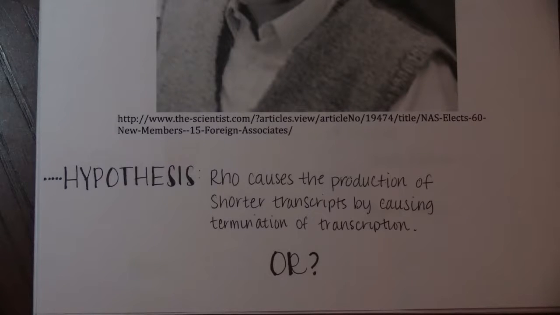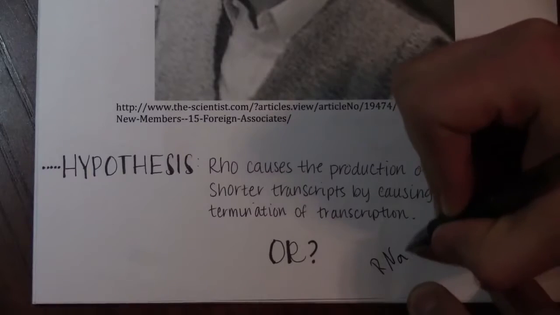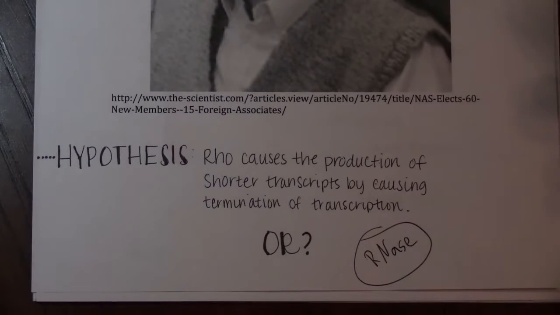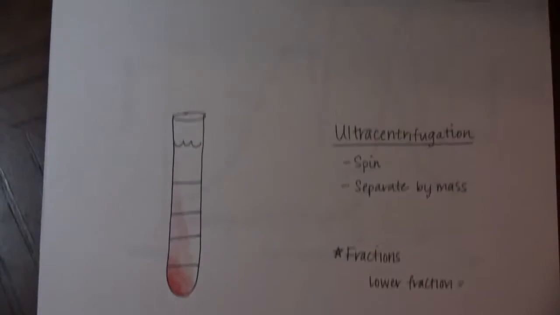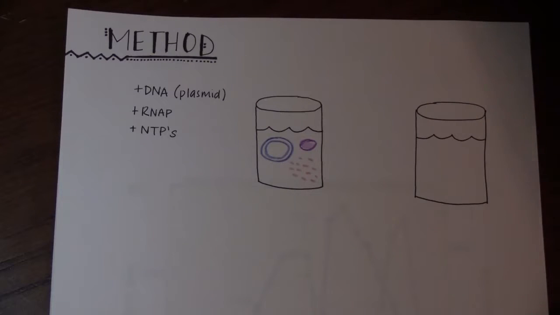Now that you're back, let's see how you did. If you said that Rho could act as an RNase and simply chop up the transcripts into shorter pieces, then you are correct. If you said something else, then it may be a good idea that you're watching this video and learning. To rule out Rho acting as an RNase, Roberts followed the following method.